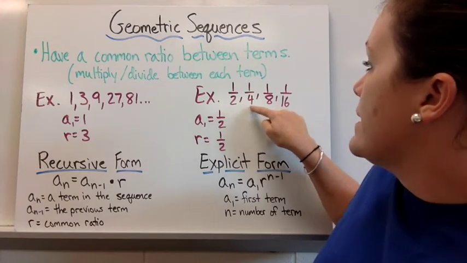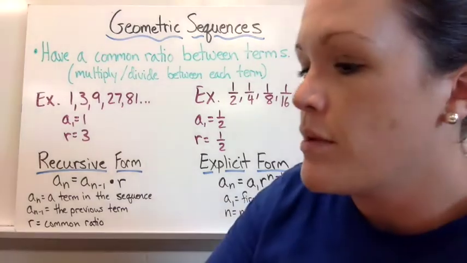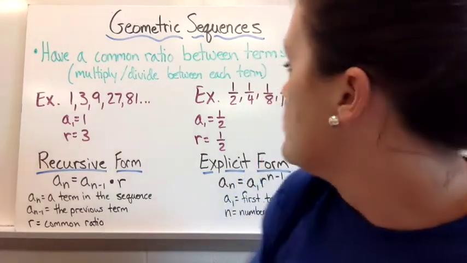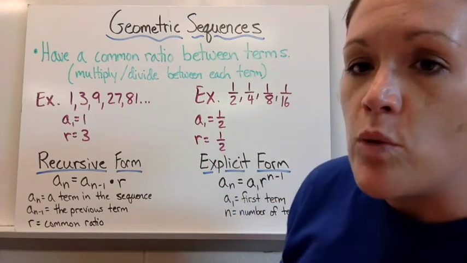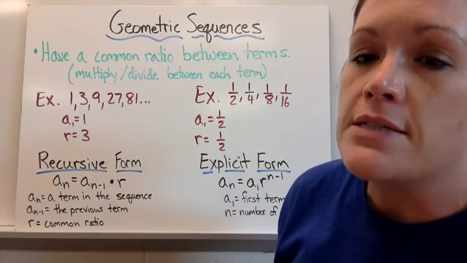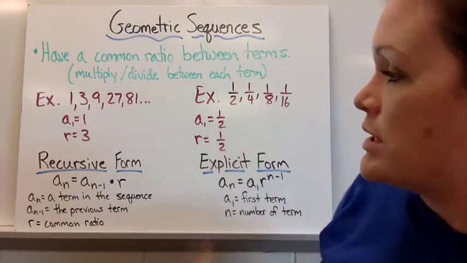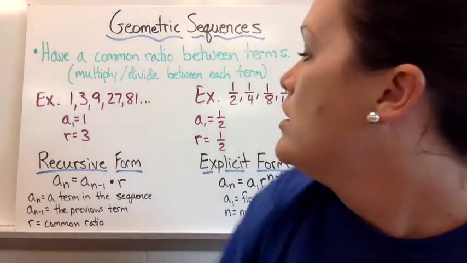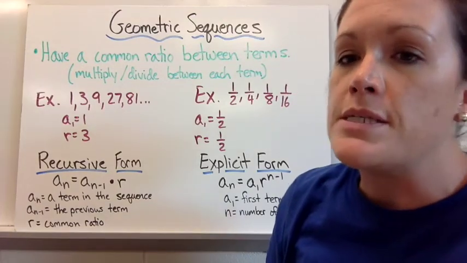So it's actually getting smaller, but your denominator is getting larger. And so you can tell your first term is 1/2. Common ratio would be 1/2. You can also think of it as dividing by 2, because you really are dividing by 2 between each one also. So there are two forms for geometric sequences, just like there were two forms for arithmetic sequences.